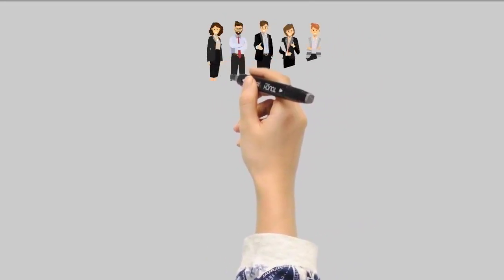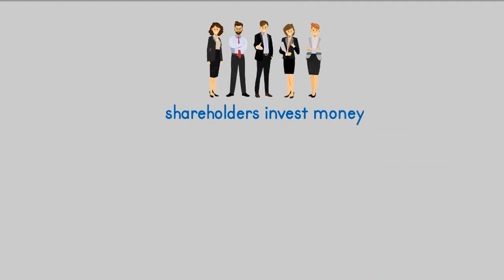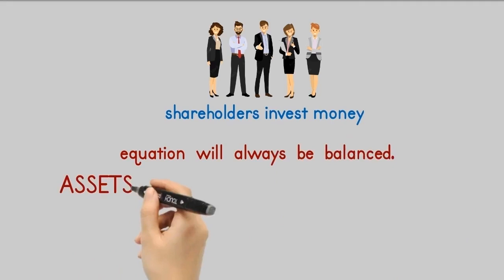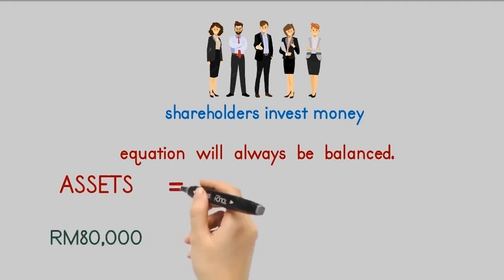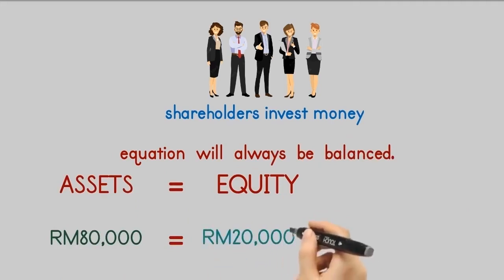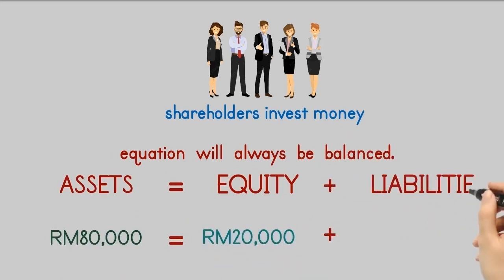In the case of a corporation, instead of owner's equity, we have shareholders' equity. As many shareholders invest money and have an equity stake in the corporation, the equation will always be balanced. So if the business has assets worth $80,000 and owner's equity of $20,000, then we can say that the liabilities are equal to $60,000.